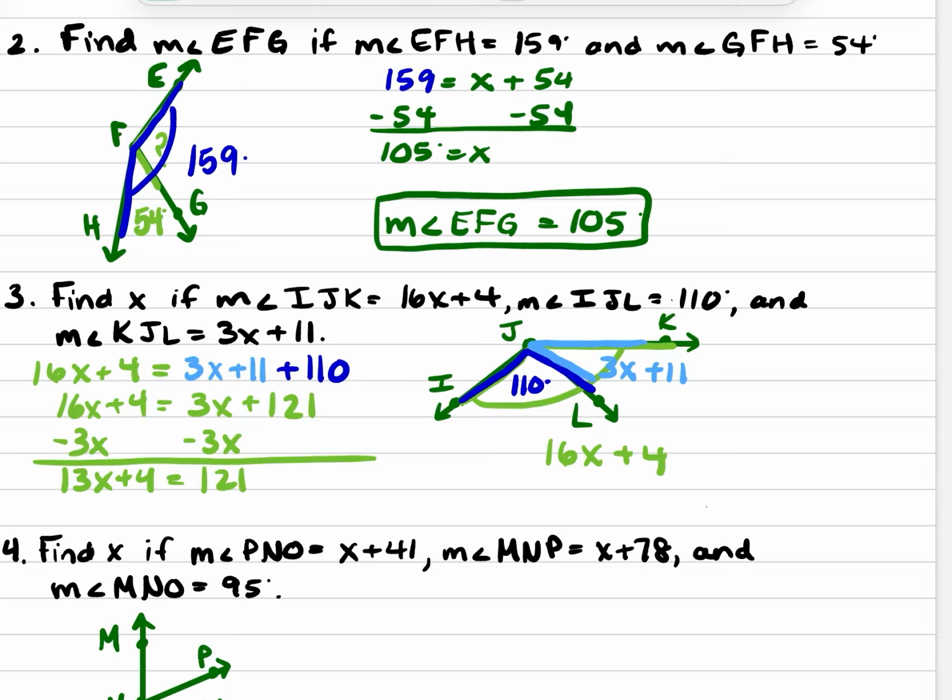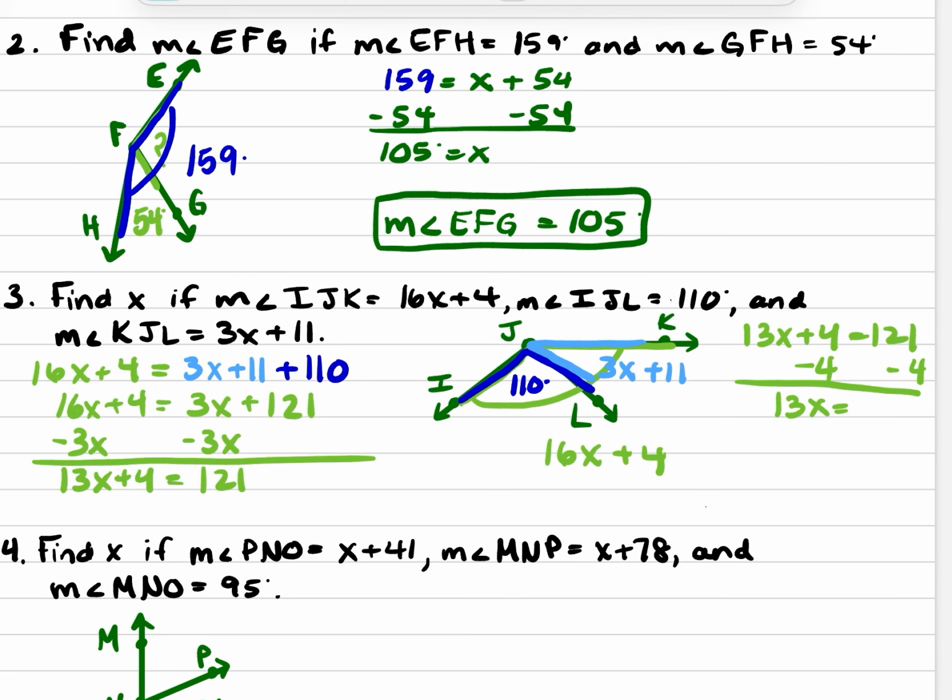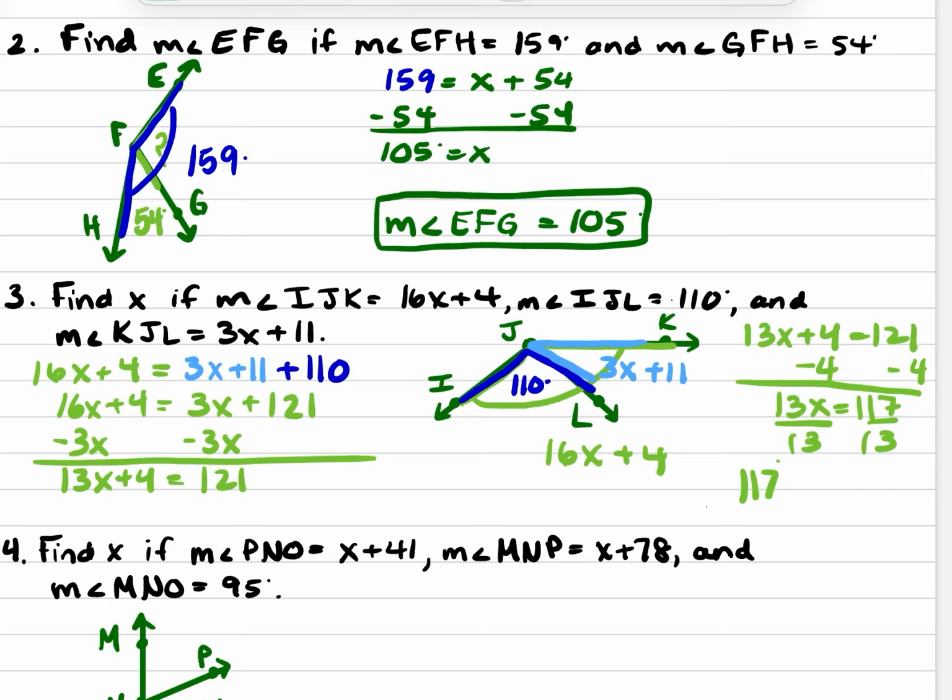I'm going to move that equation, 13x plus 4, over to the right side over here. Now I can subtract 4 from both sides of my equal sign. Now I'm left with just one term, 13x on the left, and one term on the right. 121 minus 4 is 117. And now I need to divide by 13. 117 divided by 13.